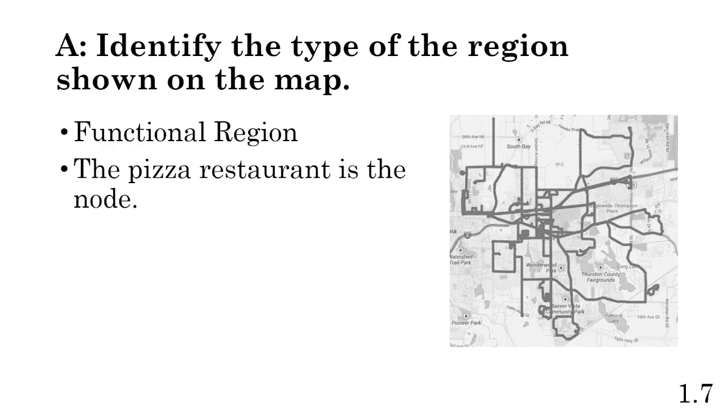So it's not a formal region, and it's not a perceptual region because it's not up to interpretation. This is not a mental map. This is a map created by the restaurant to show where it will deliver to. That's not up to perception. So it's a functional region here.